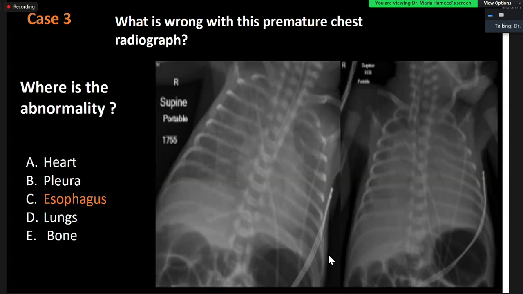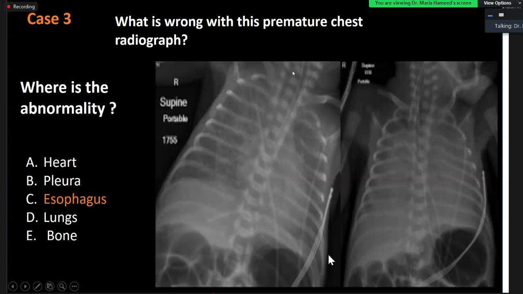So make it your habit. Whenever you are dealing with any chest X-ray, always look for the tubes first, before commenting on the rest of the pathology. Always look for the tubes and lines, and whether they are at the appropriate position or not, or whether you are dealing with some complication related to them.